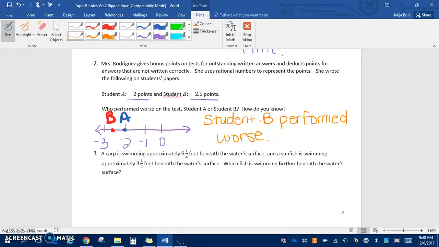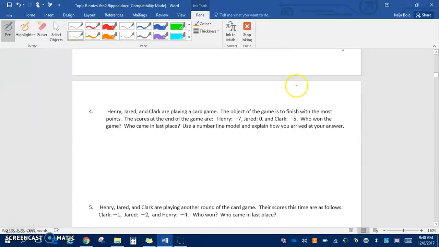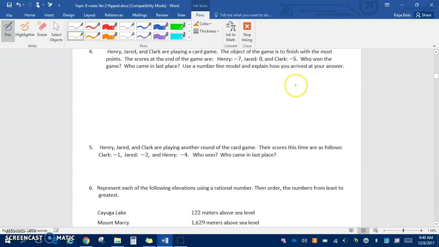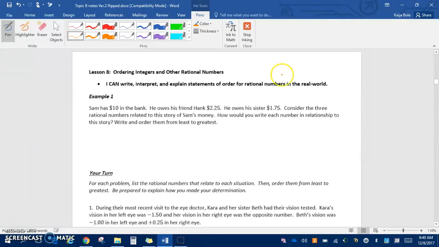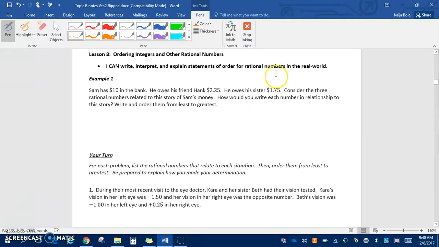Okay, so we're going to skip number 3. And we're going to skip the next page for now. And we're going to jump over to page 8, or page 4, which is lesson 8.